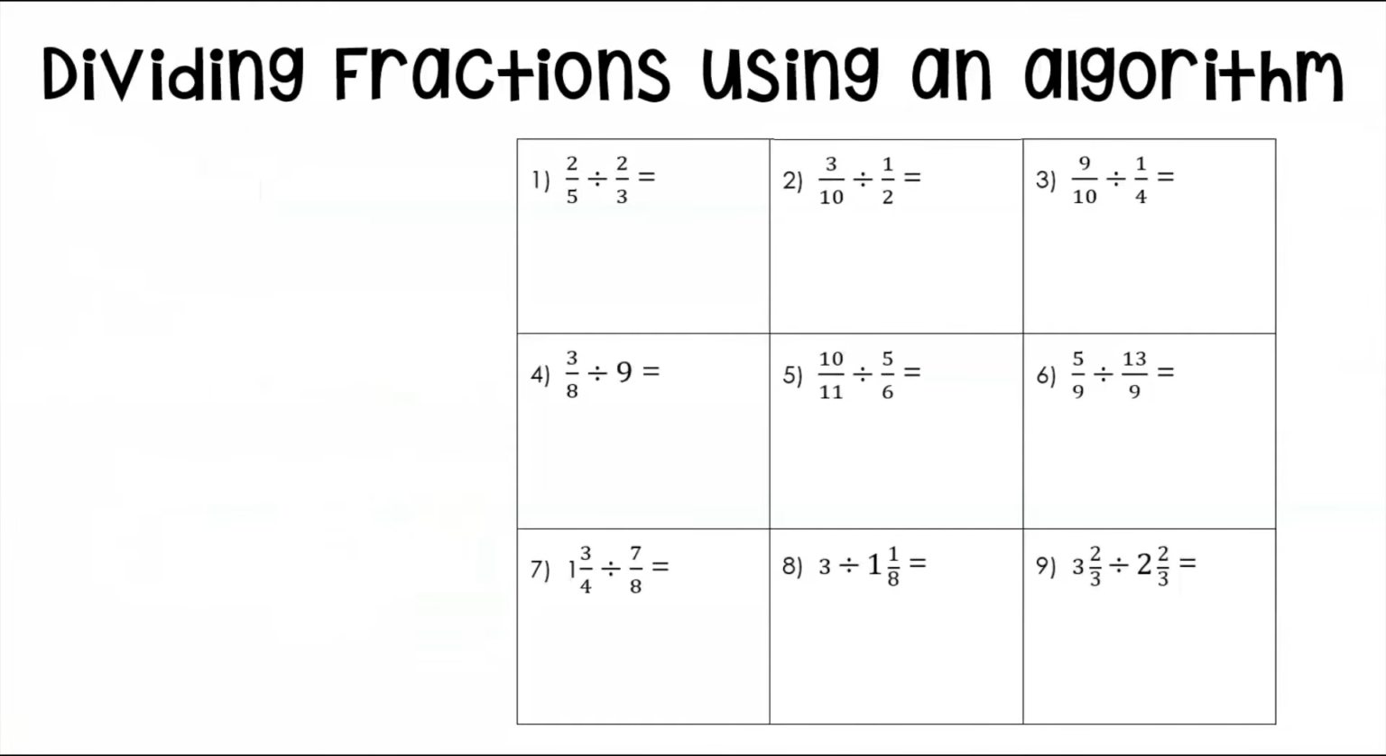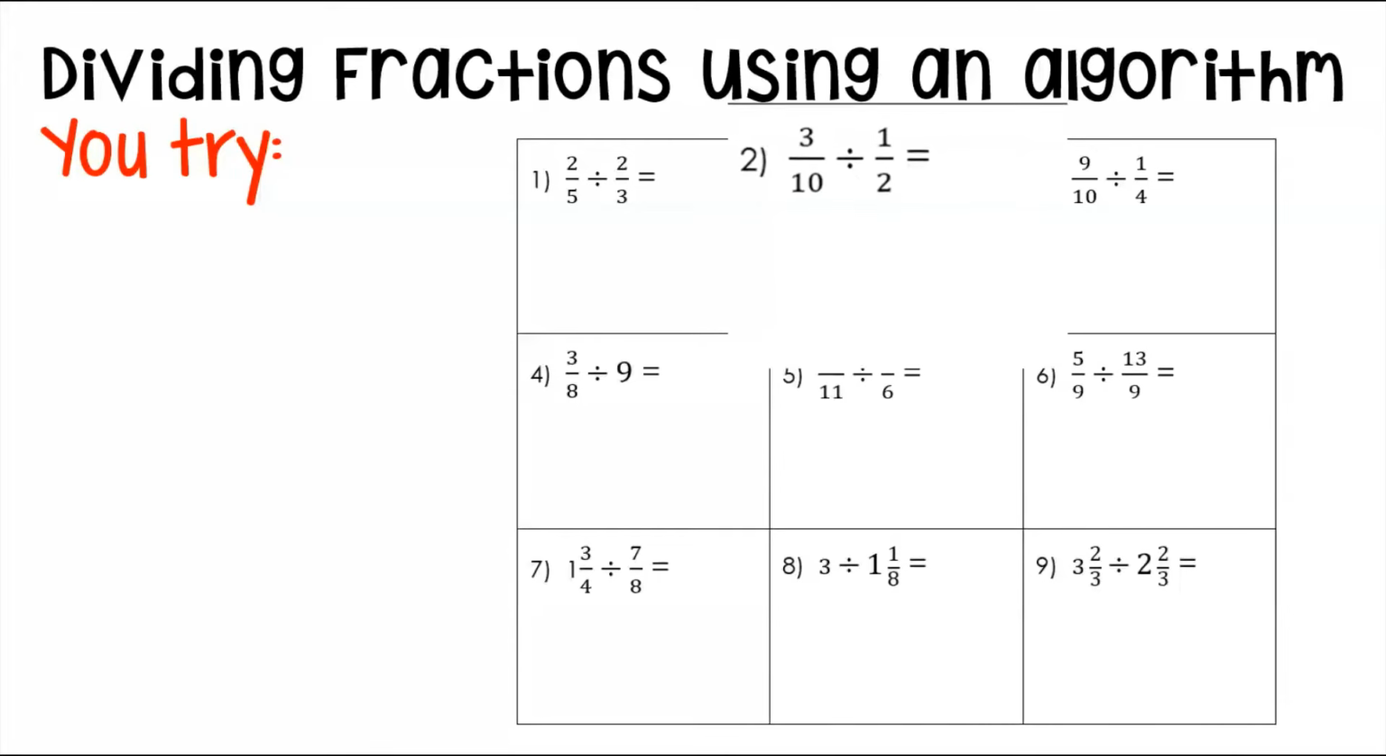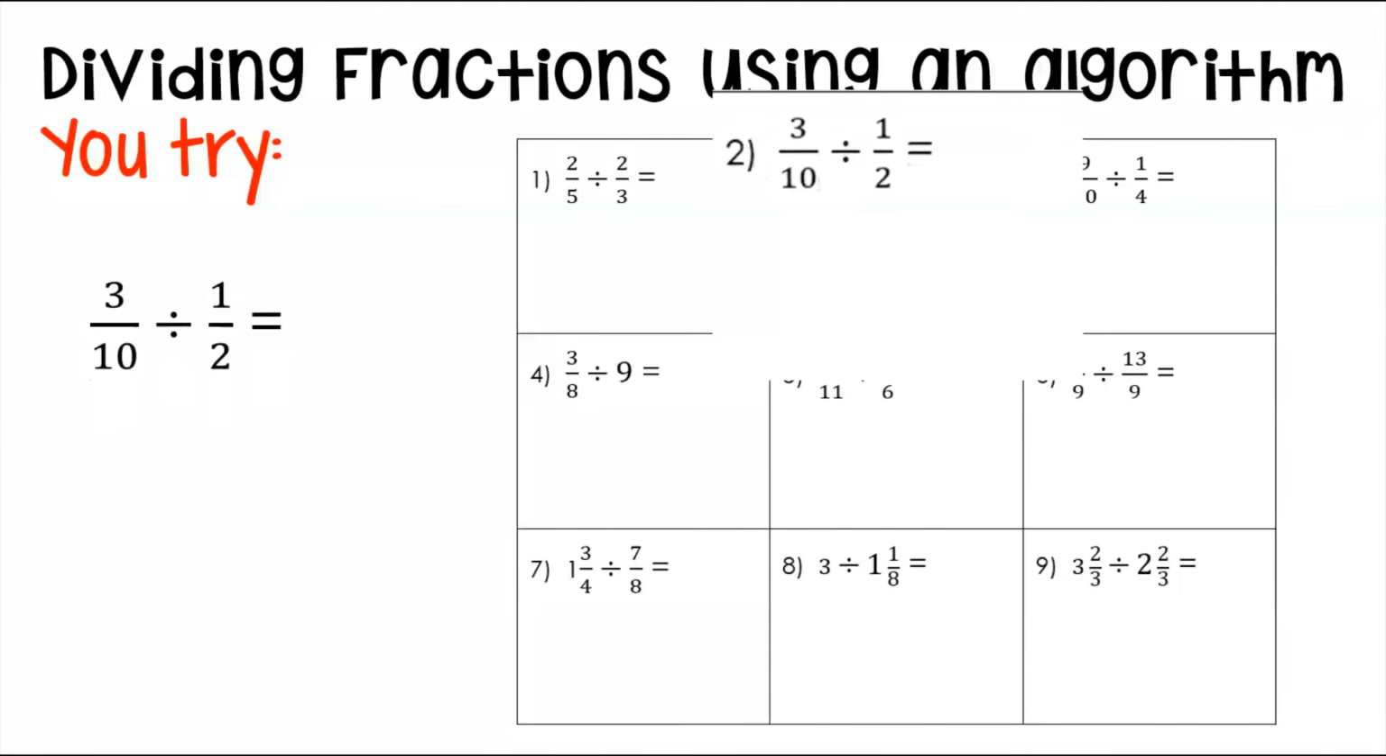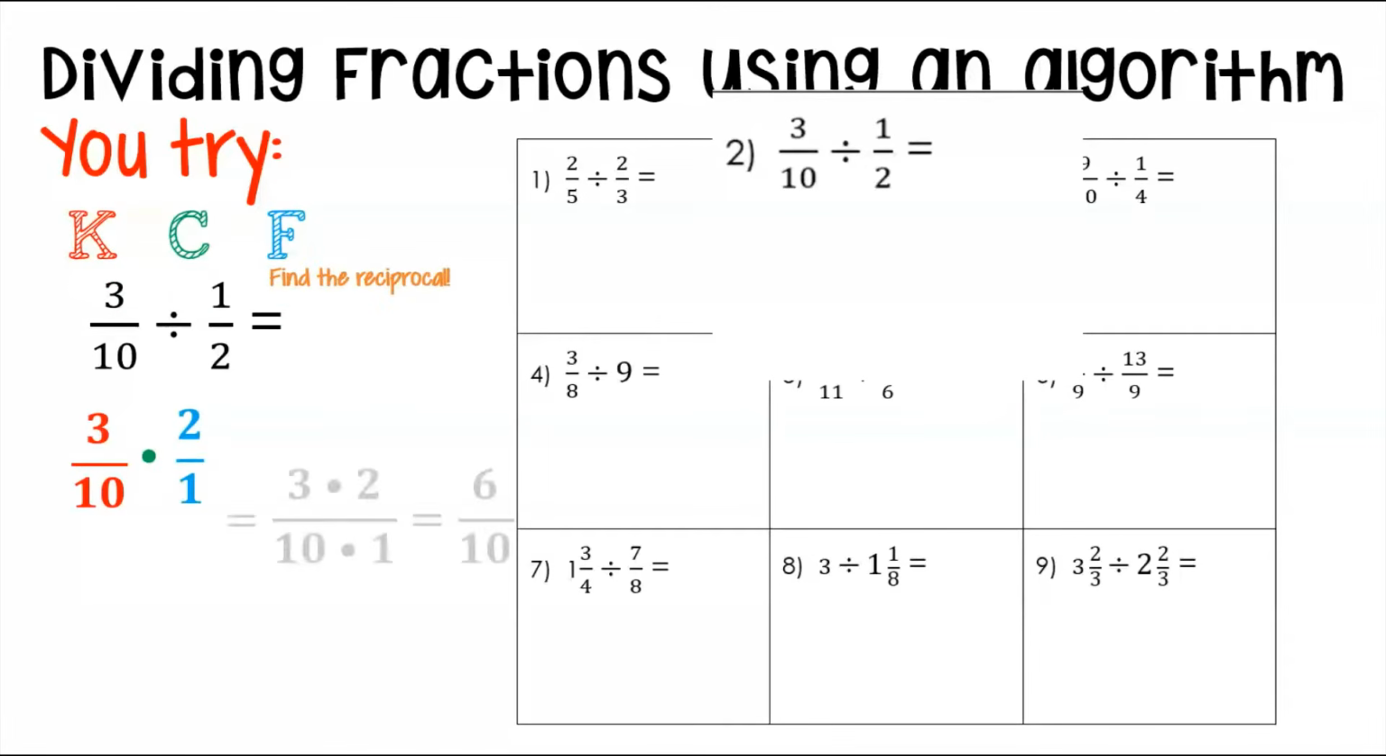All right, now it's your turn. You try. Try problem number 2. Make sure you pause the video and come back to see the examples worked out for you. Here, we're going to keep the first fraction. We're going to change from division into multiplication, and we're going to flip or find the reciprocal of the second fraction, making it 2/1. When I multiply across, I get 6/10.